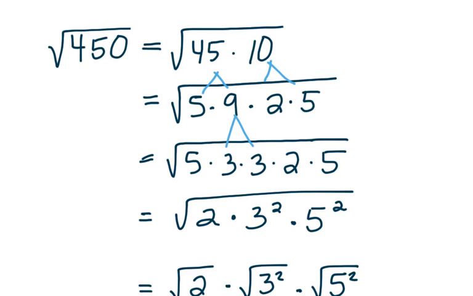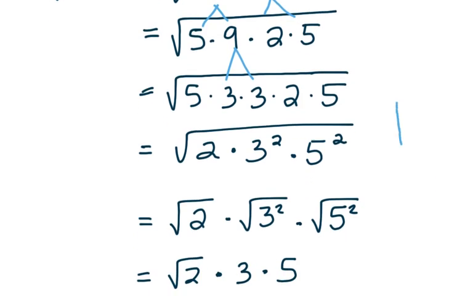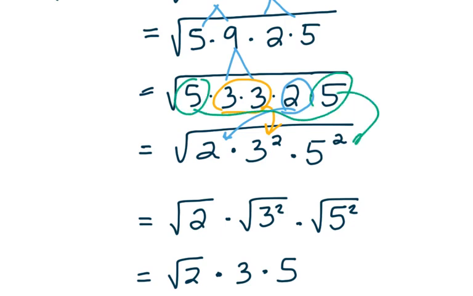And then, now that I've broken everything down, what I wanted to do was start putting things back together. So, grouping things back together. So then I wrote 3 times 3 as 3 squared, and I put the 2 over here, and I grouped together the 5 times 5 as 5 squared.